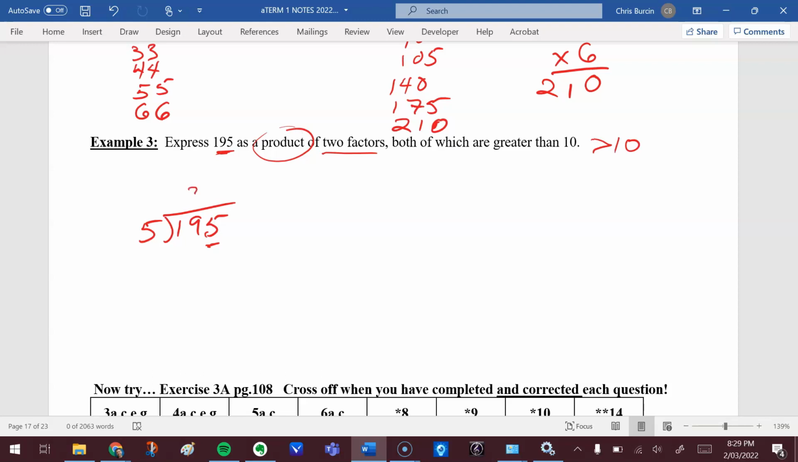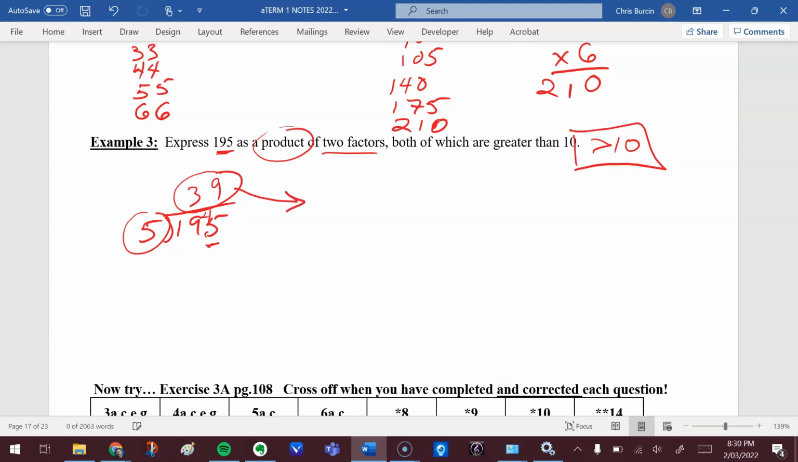So let's go with what we know. 5 times 3 gives us 15. 15 from 19, that leaves us 4. So 5 into 45 is 9. So there we go. We got a couple of factors here. We've got 5 and we've got 39. These are factors that, when multiplied together, can make 195. But there's a problem. 5 is less than 10. It's got to be greater than 10.